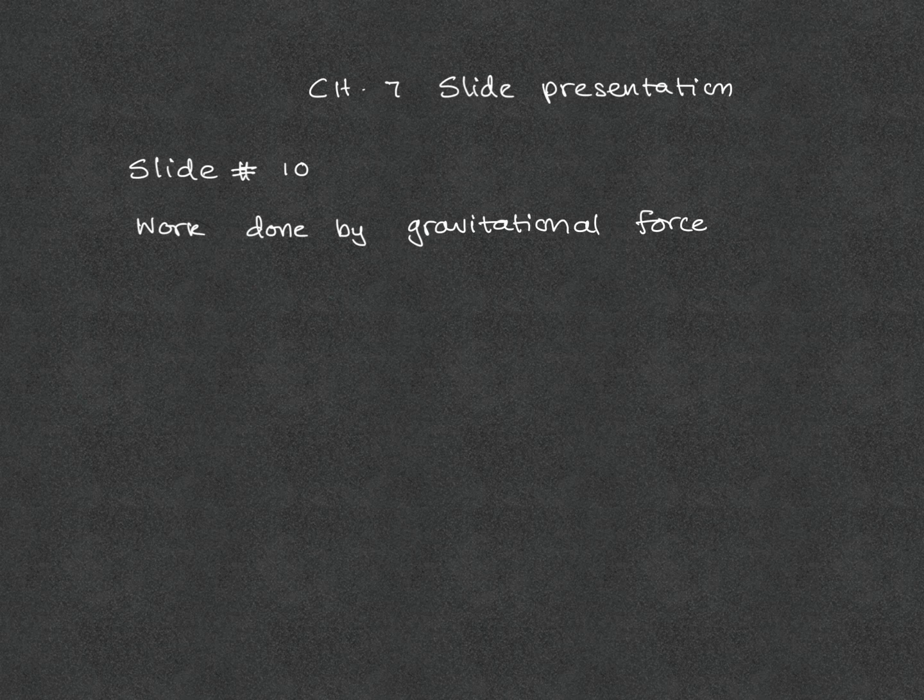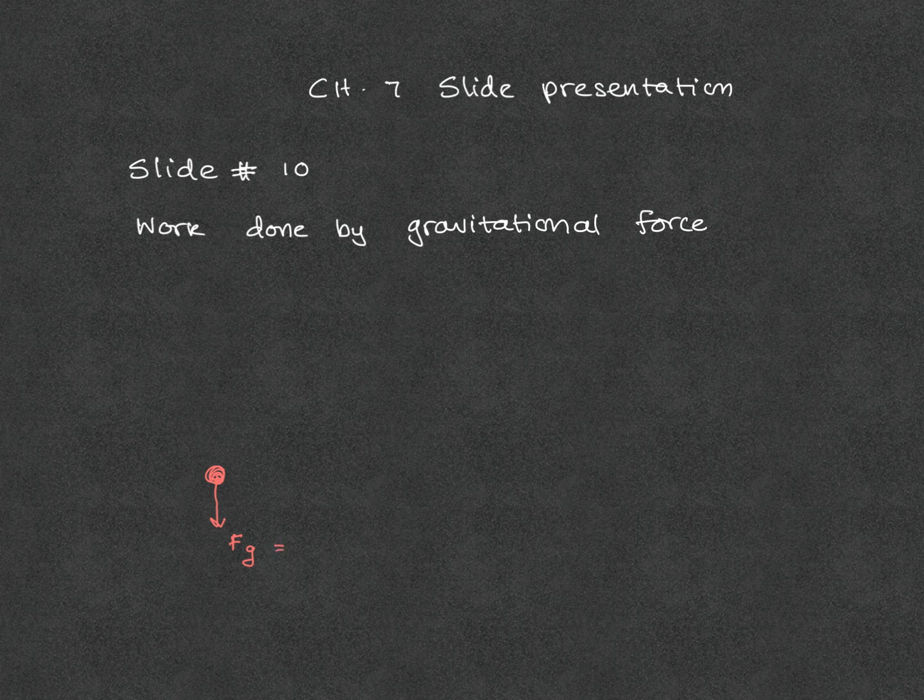Hi guys, so this is coming from the chapter 7 slide presentation. If you are going over the slide presentation, this is slide number 10, where you discuss work done by gravitational force. Now I am going to draw the same picture that appears on the slide, where you have an object, and the object has a gravitational force pointed in the downward direction.